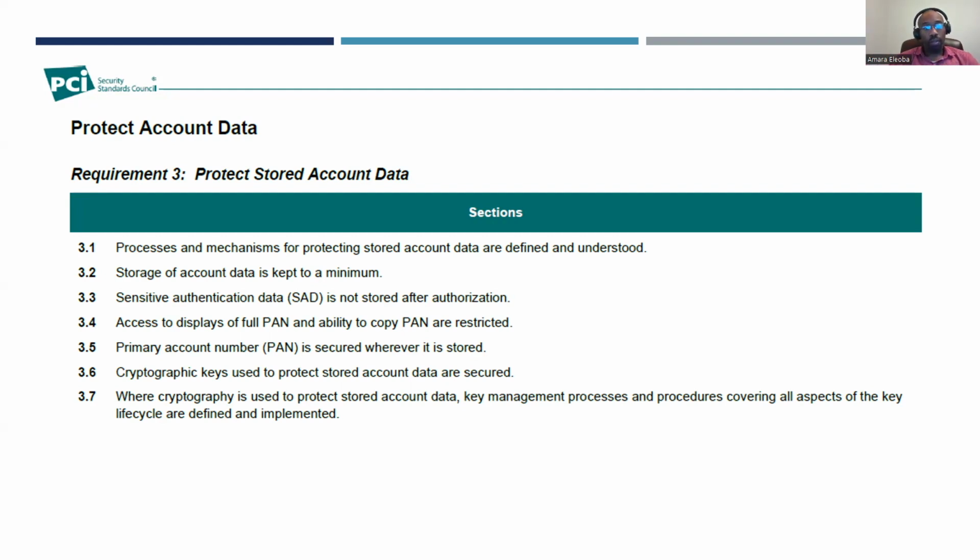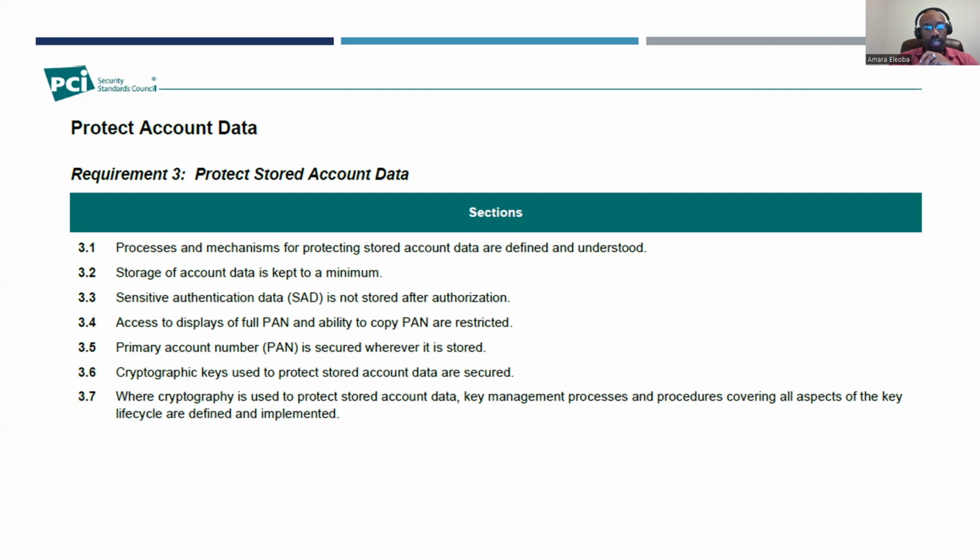All right, so 3.4, access to displays of full PAN and ability to copy the PAN is restricted. 3.5, your primary account number, we want to make sure is secure whenever it's stored. Then cryptographic keys used, we want to make sure are protected. When you're using cryptographic keys to protect your stored account data, we want to make sure that those keys are secure.